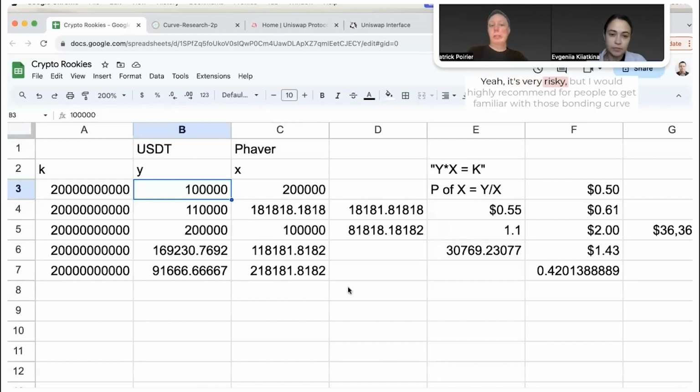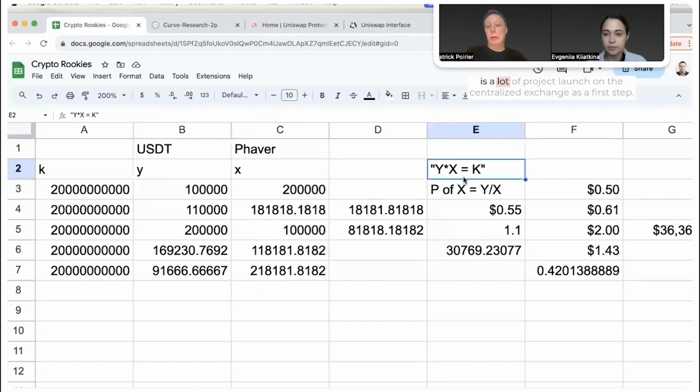it's very risky, but I would highly recommend for people to get familiar with those bonding curves. Because a lot of projects launch on the decentralized exchange as a first step. It's often a lot cheaper than launching on a centralized exchange. Understanding this and being able to make calculations based on the white paper will give you a good idea if you should invest in a project or not.